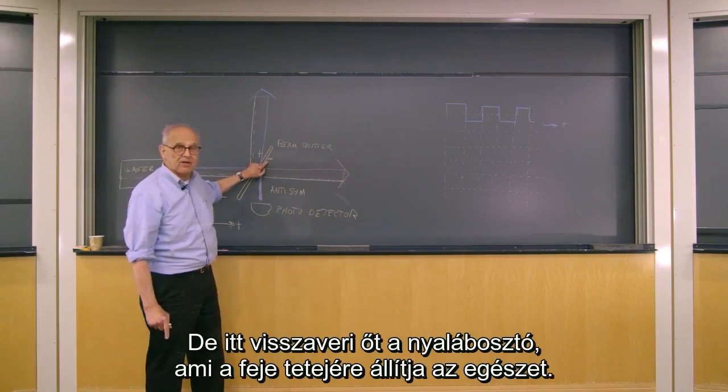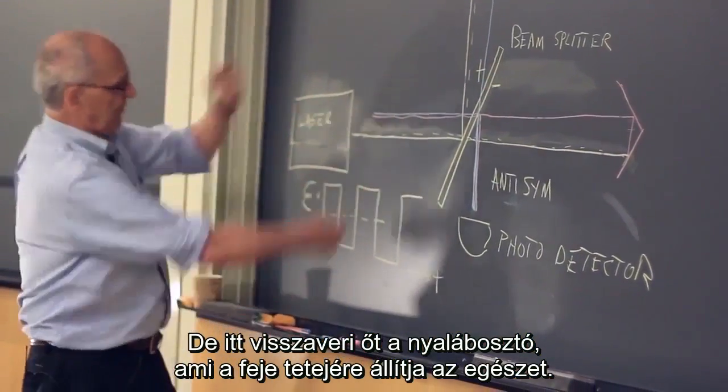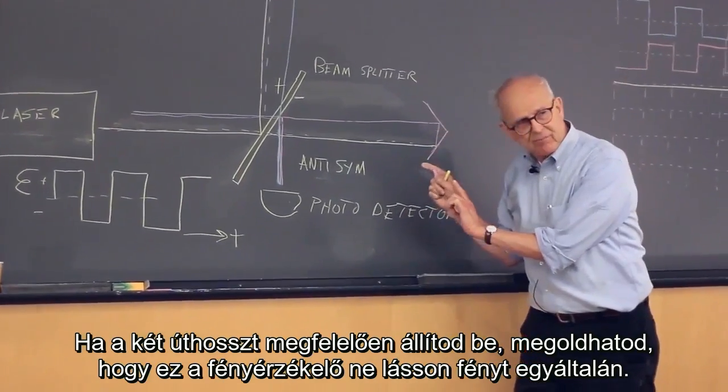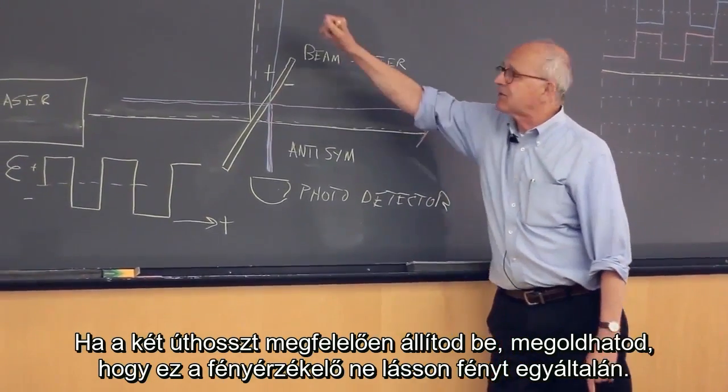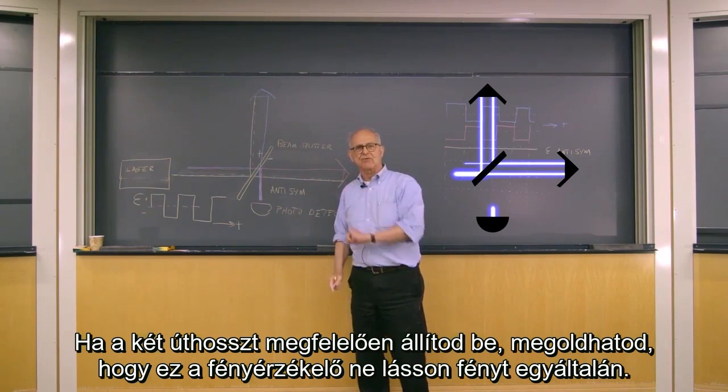But this time, it's reflected by the beam splitter that flips this whole thing over, just flips it over. If you have set the thing up properly, namely this path length is the same as that path length, you can make it so that the photodetector doesn't see any light whatsoever.